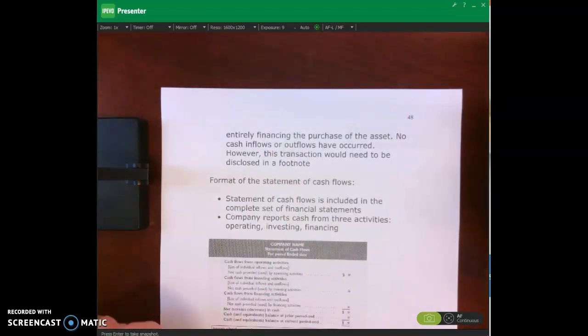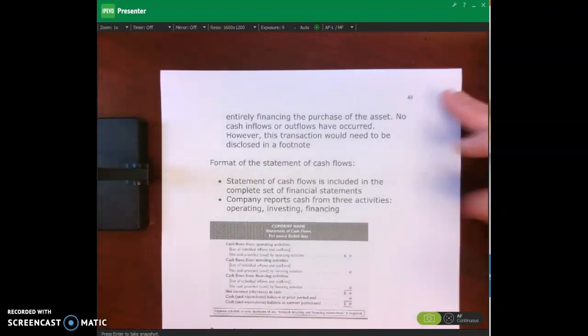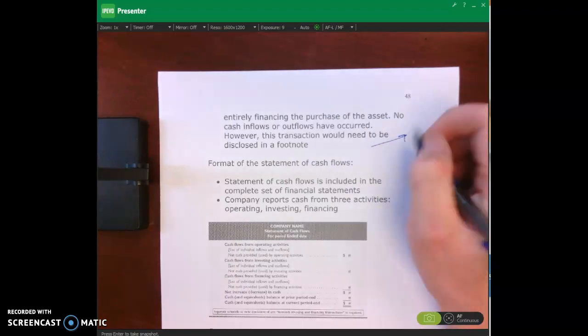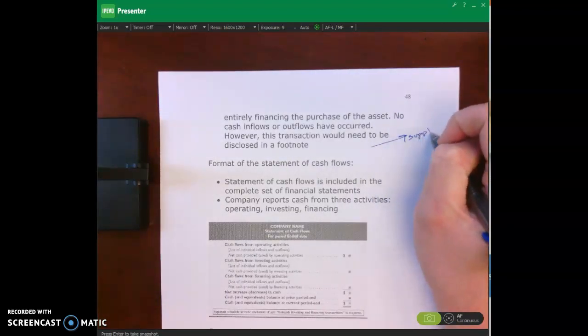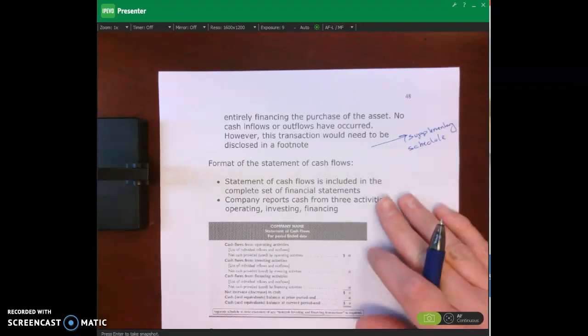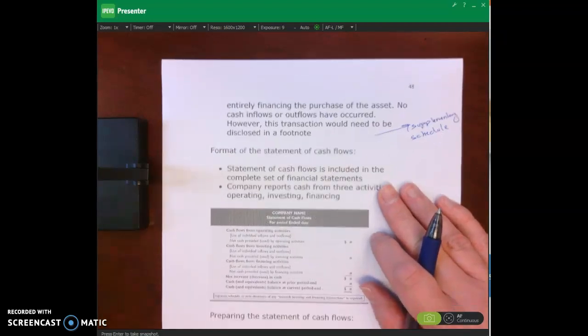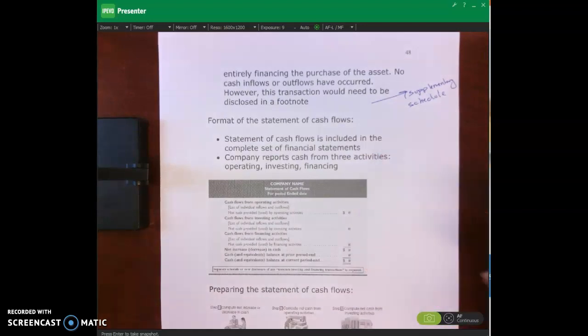No cash inflows or outflows occurred, but it still would need to be disclosed in a footnote. It would have to be disclosed in a footnote, but it could also be disclosed in a supplementary schedule. Okay? It would have to be disclosed per the full disclosure principle in a footnote or in a supplementary schedule to the statement of cash flows. Okay? So let's talk about the format of the statement of cash flows.